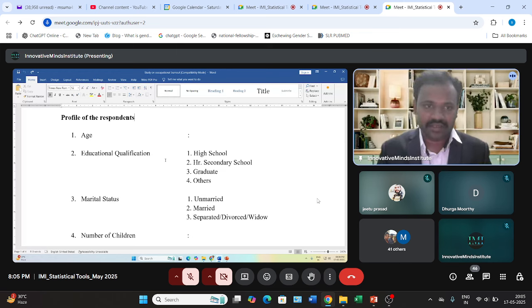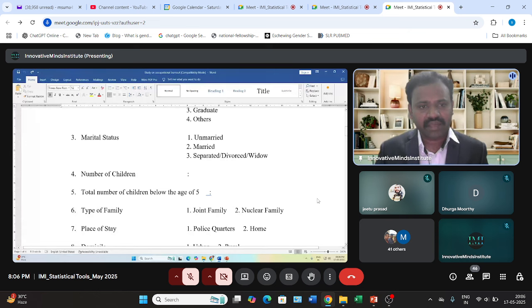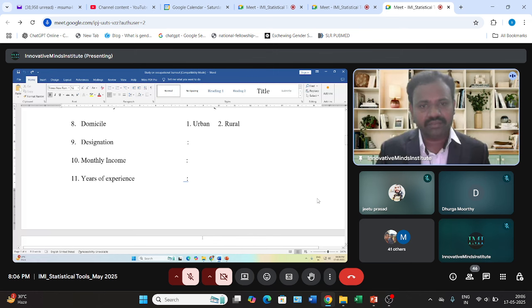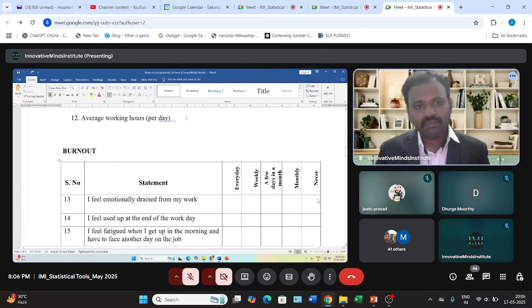Imagine you have a questionnaire. In your questionnaire, surely you have these two divisions, right? Socio-demographic details, and the study details or questions related to the dependent variable. First, the profile of the respondent: age, education, marital status, number of children, type of family, place, domicile, designation, and family income, everything. It comes under the profile.